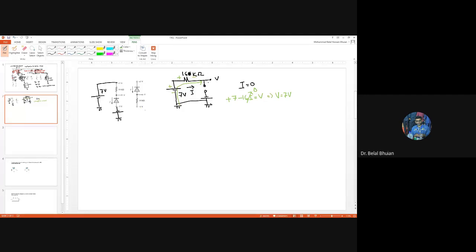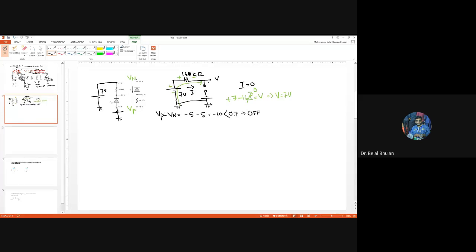The second problem. Again, if I go to this problem, so P side voltage Vp and Vn. So if I do Vp minus Vn, minus 5 minus 5, that is minus 10, which is again less than 0.7. So diode is off.